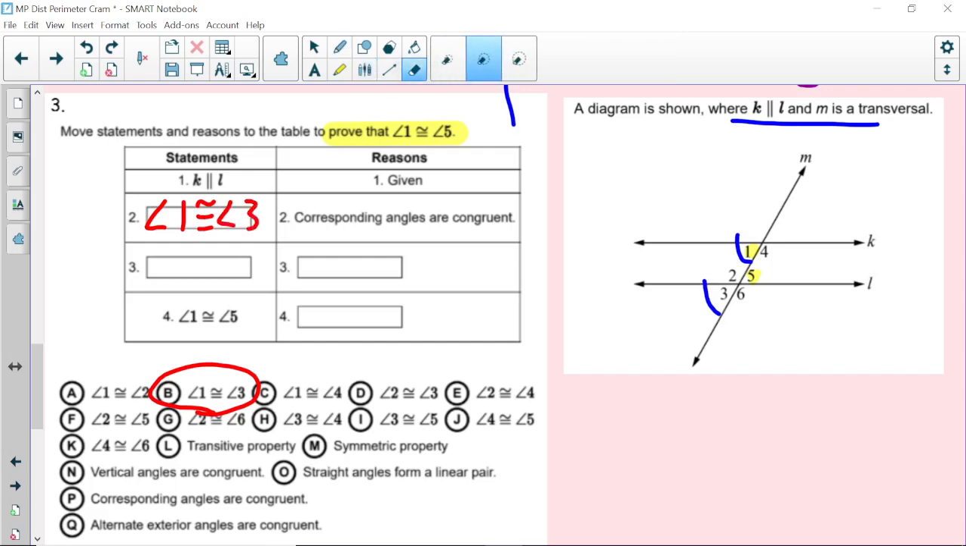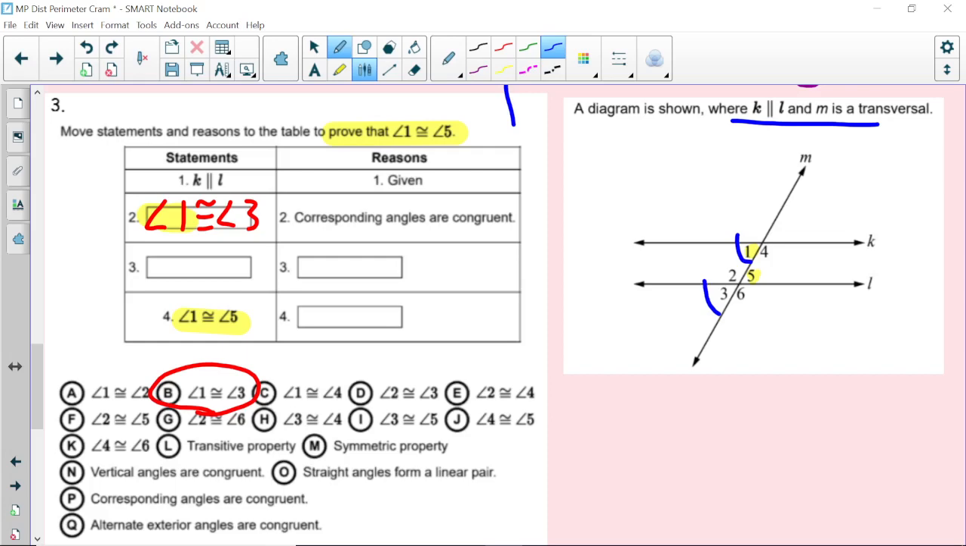Okay, so now, line number 3, we've got a blank statement and a blank reason. Again, our proof kind of needs to make sense and flow together. So if I have talked about angle 1 already, and my end goal has angle 1 being congruent to angle 5, my line 3 should probably mention something about angle 5. I've got to bring angle 5 to the party. Otherwise, we're just going to have angle 5 at the end without ever explaining how it got there. So I should mention something about angle 5 for number 3.